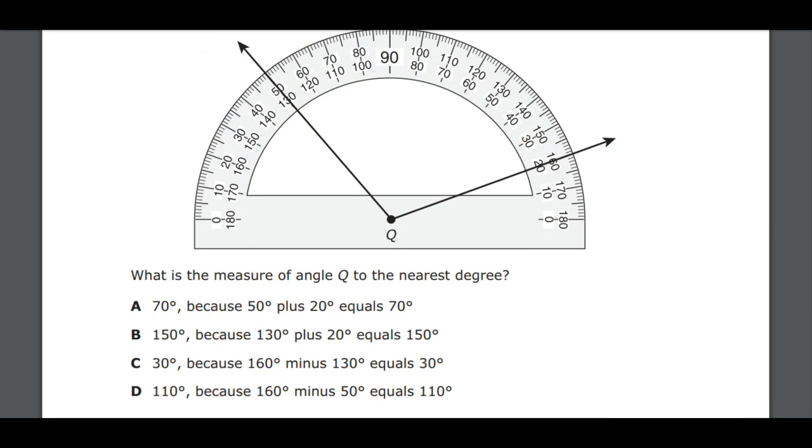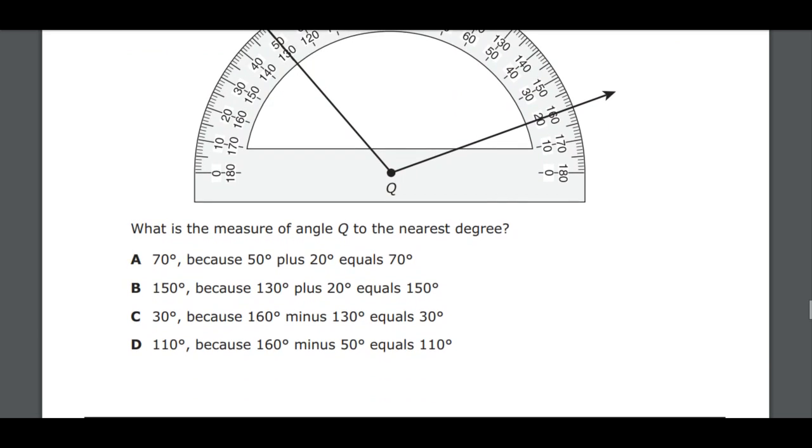Letter A, 70 degrees, because 50 degrees plus 20 degrees equals 70 degrees. B, 150 degrees, because 130 degrees plus 20 degrees equals 150 degrees. C, 30 degrees, because 160 degrees minus 130 degrees equals 30 degrees. D, 110 degrees, because 160 degrees minus 50 degrees equals 110 degrees.